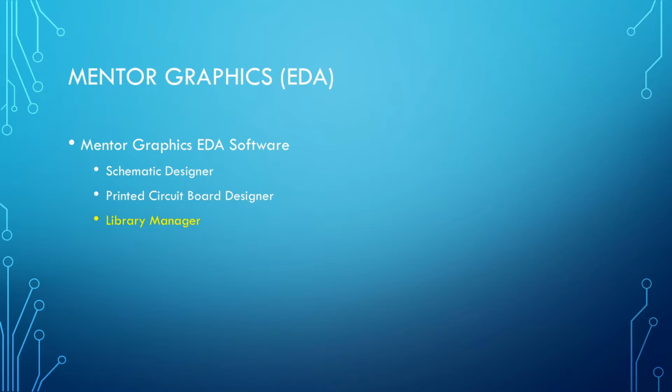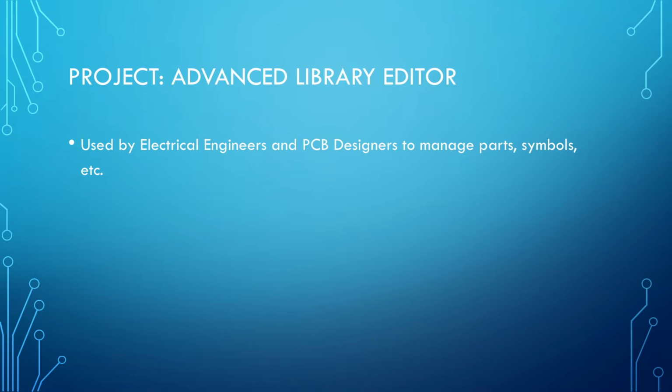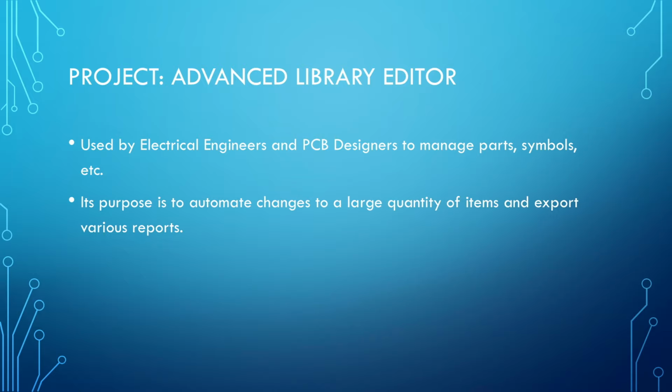Our focus this summer was on the library manager tool, the Advanced Library Editor, used by electrical engineers and PCB designers to manage parts, symbols, and other items that are needed for the implementation. Its purpose is to automate changes to a large quantity of items and export various reports. For example, if I want to change the case of the part names to lowercase, then I can simply select multiple parts to apply these changes to without having to manually change them. Credits to Jeremy Parker, the original software developer of Advanced Library Editor.